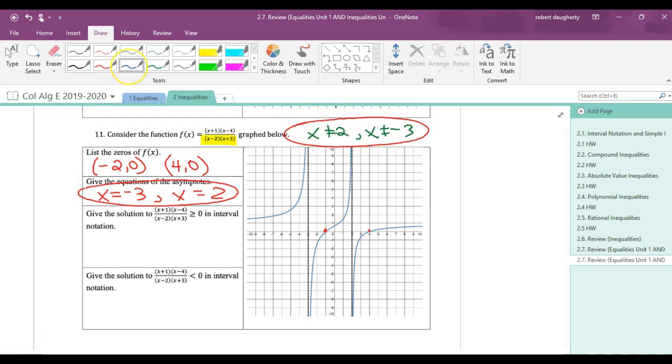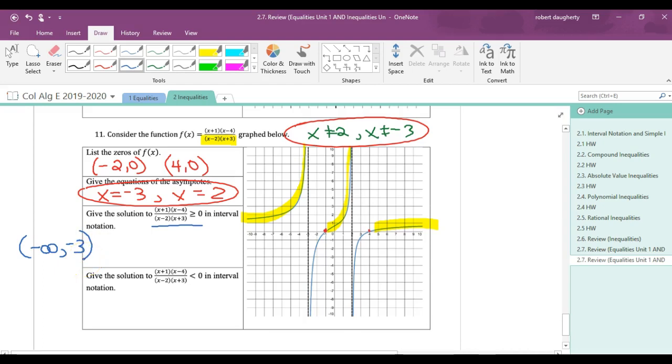Give the solution to where this function is greater than or equal to 0. So where am I above the x-axis? Well, that's happening here, it's happening here, and it's happening here. Okay, so let's look at those intervals. The first interval, as I travel from left to right, is going to be from negative infinity, and it goes all the way to the asymptote at -3. Infinity always has a parenthesis. At the asymptote, the graph is undefined, so it has to be a parenthesis. It cannot be a square bracket.